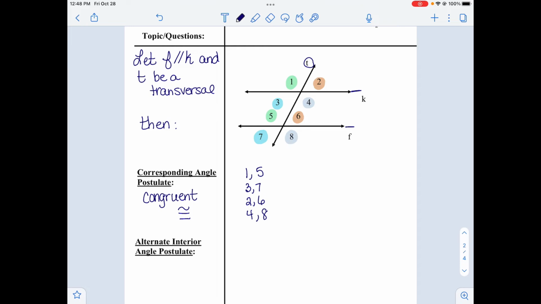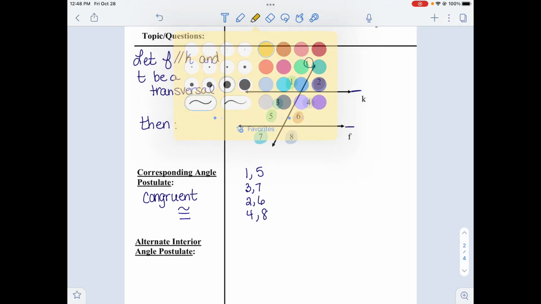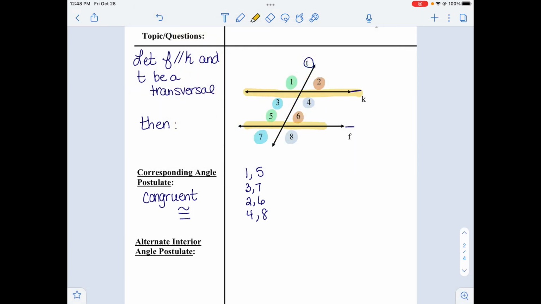All right, so we also have some alternate interior angles, and that's our alternate interior angle postulate. We're looking at interior, so we're looking just inside, inside of our parallel lines. That's our interior. And we're looking at alternate. That means either or, either side. So these here, 3 and 6, would be alternate, and 5 and 4 would be alternate. So we have 3 and 6, and we have 5 and 4, those angles, and those are also congruent.